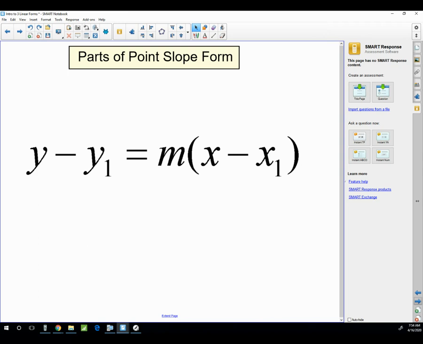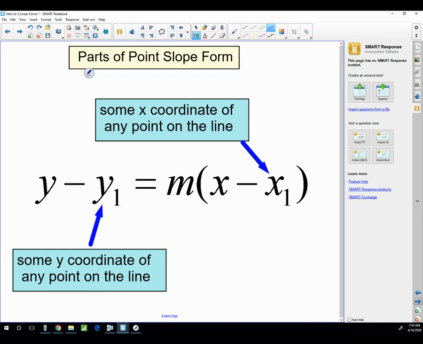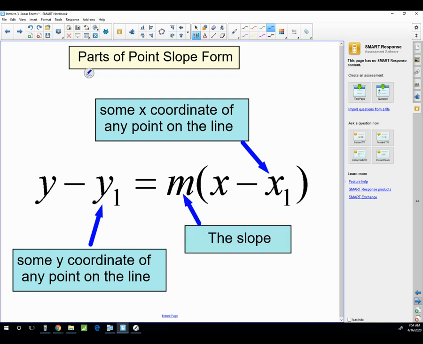All right, parts of point slope form. Let's go through this. That's just the y coordinate of any point. Y coordinate, any point, simple. And then this is the x coordinate of the same point. That's key. You can't have the y coordinate of one point and the x coordinate of some other point. They have to be the same point. And then m is the slope. You should know that, m, slope.